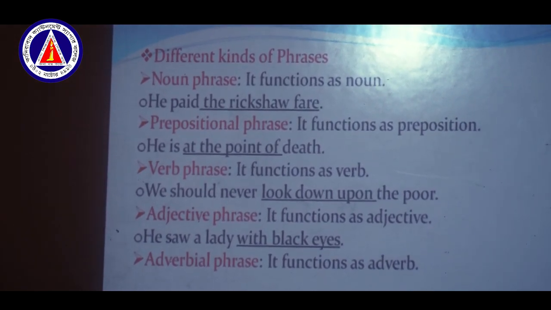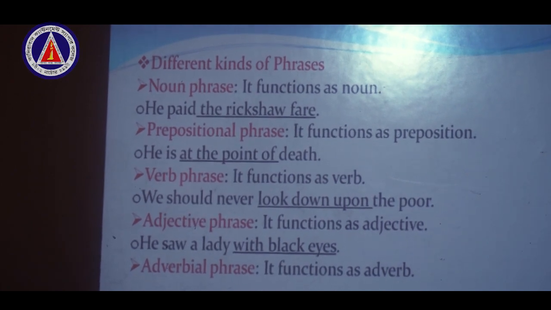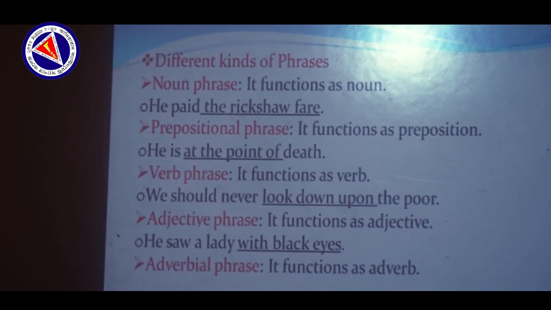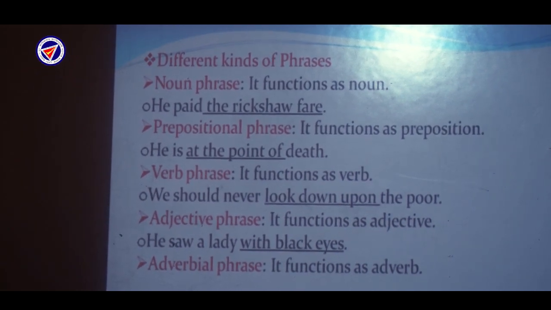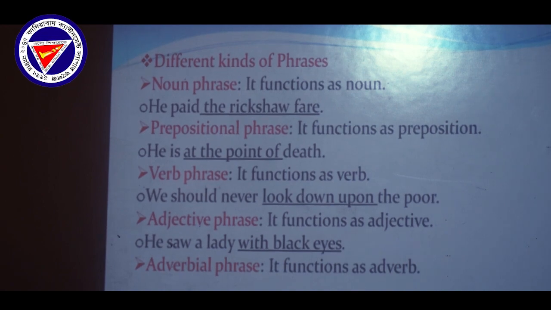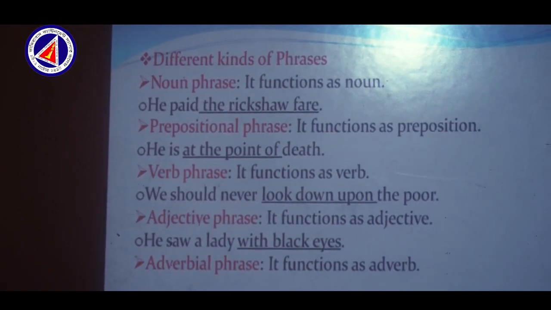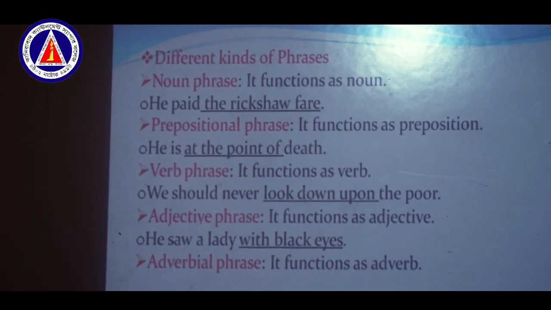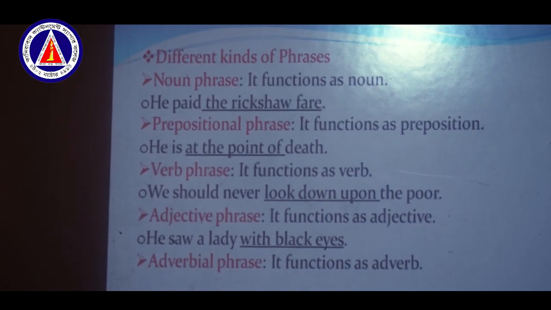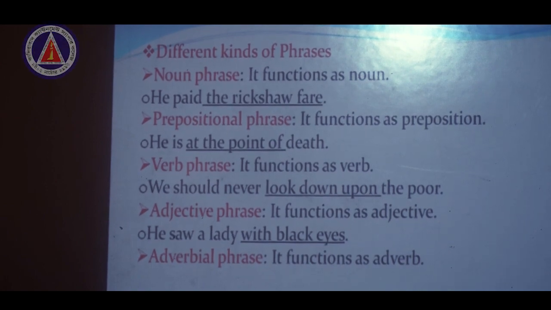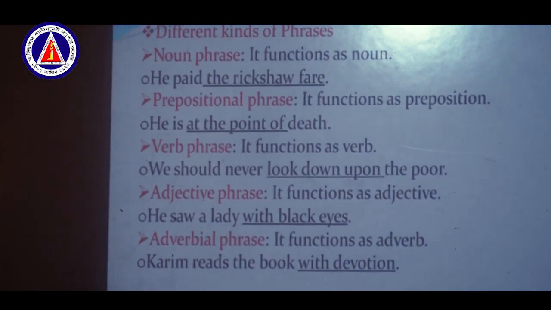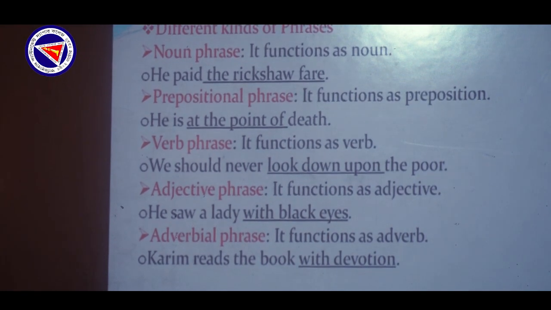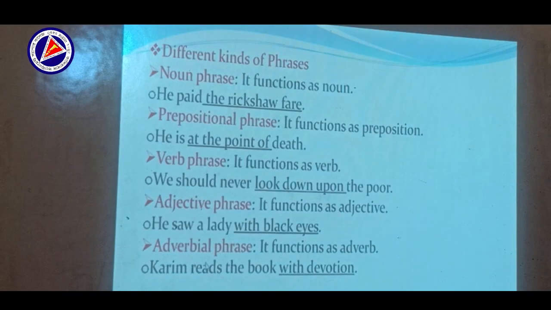Next, it's about the adverbial phrase. To understand an adverbial phrase, first we have to know what an adverb is. We know an adverb is a part of speech that talks about three things. First, it talks about the verb, it talks about an adjective, and finally it talks about an adverb itself. So here, for the adverbial phrase, there is an example. Karim reads the book with devotion. So here, with devotion. How does Karim read the book? Karim reads the book with devotion. That's why with devotion is an adverbial phrase.